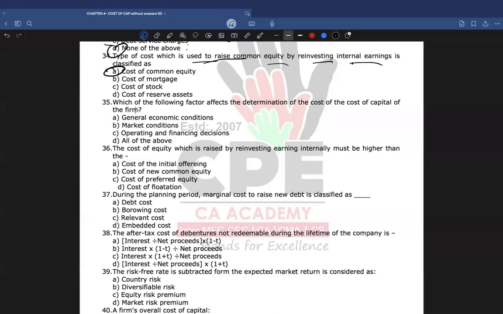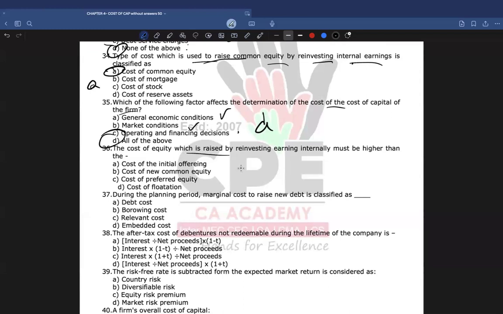Then which of the following factors affect the determination of the cost of capital of the firm? Determination of the cost of capital of the firm: general economic conditions have an interest rate effect, so Kd changes. Market conditions again have a risk premium effect. Operating and financial, so all of them. So answer is D.